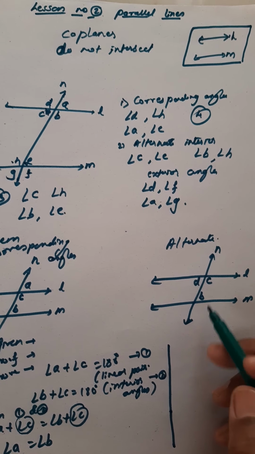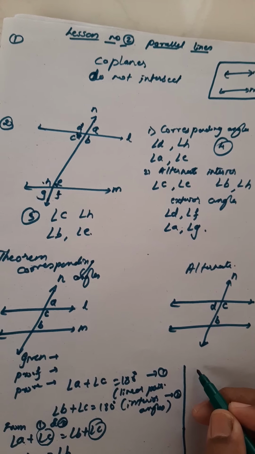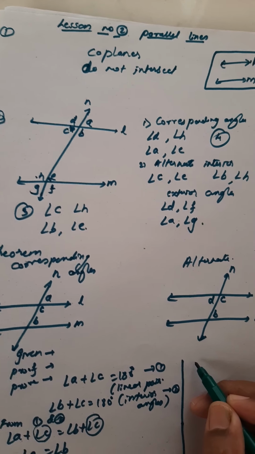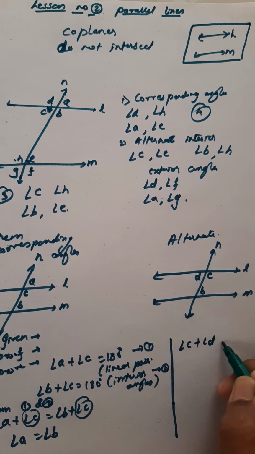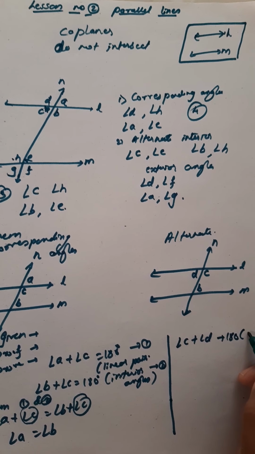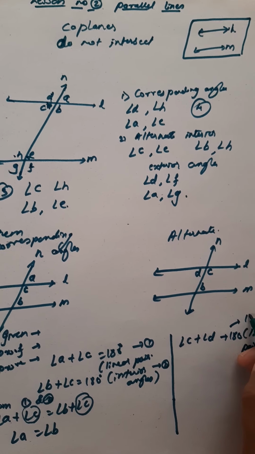Okay, and N is a transversal. Given, proof. Now I will prove how to solve these alternate angles. First of all, angle C plus angle D is equal to 180 degrees. Reason: linear pair, equation number 1.